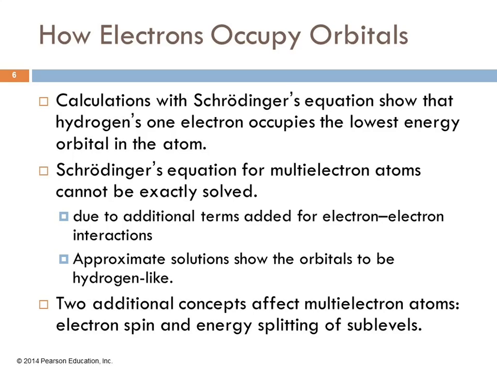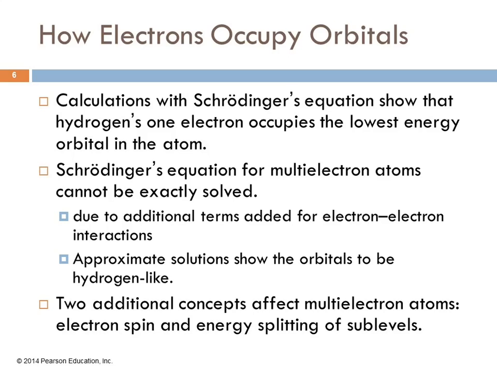So how do these electrons occupy orbitals? They're going to go for the lowest energy. We do calculations with Schrodinger's equation, and we find out that the 1 electron in hydrogen occupies the lowest energy orbital. And we can do these calculations for hydrogen because it only has 1 electron. When you get to multi-electron atoms, which is everything but hydrogen, we can't exactly solve Schrodinger's equation. That's because there are interactions between electrons within the atom, so that really complicates the equation. But if we do approximate solutions, we find that the orbitals are hydrogen-like. So they're very similar to the orbitals in hydrogen.